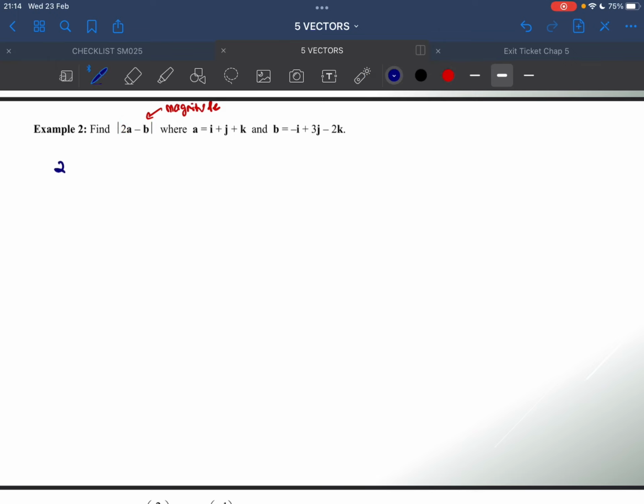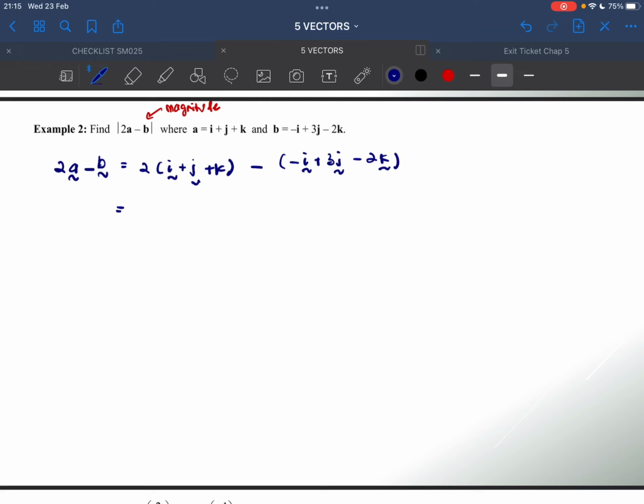So we have 2a. Always remember to put the wave below the letter, then it is considered a vector. So here we have 2a, where a is i, j, k, minus b, which is negative i plus 3j minus 2k.